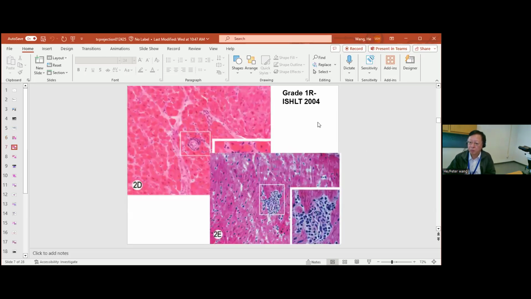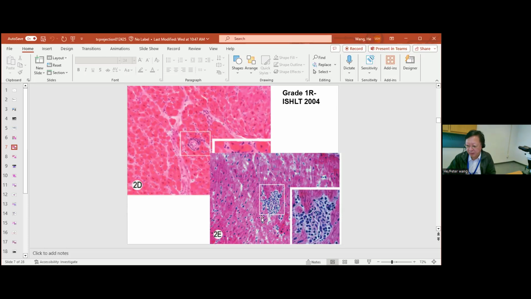So what is 1R? 1R is where lymphocytes, especially T lymphocytes, extravasate from the vessel. They could present in several formats. First format, you see this is a small coronary artery. Surrounding that, you have one layer of lymphocytes and no cardiomyocyte damage in the surrounding. This is 1R.